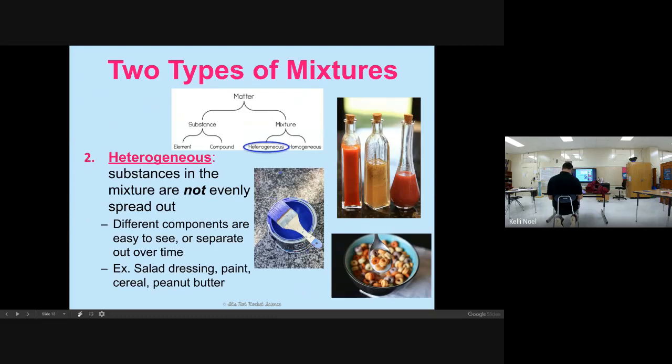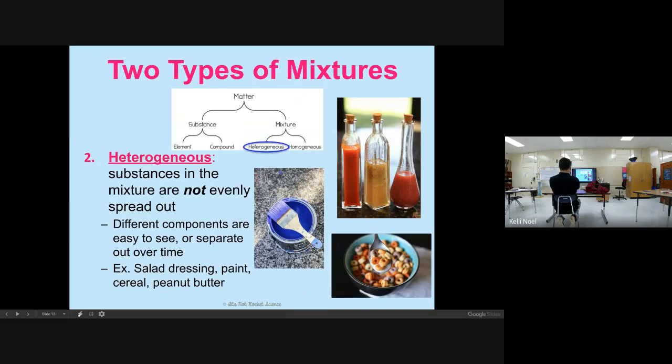Heterogeneous mixtures are like your Italian salad dressing that you have to shake up, and then if you let it sit, eventually everything separates out. So they're not evenly spread out. Typically you can see the different components, but with some things like paint, you can't see the different components until it's sat for a while and separated out. So you always stir your paint before you use it, because the substances separate out.